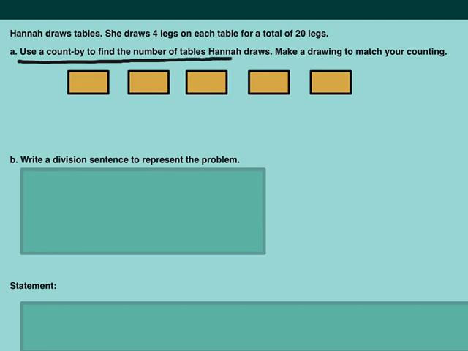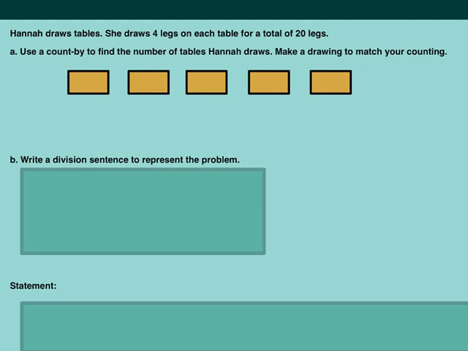Use a count by to find the number of tables Hannah draws. Make a drawing to match your counting. That's the A part of the question. B part of the question is write a division sentence to represent the problem. And finally, we have to write a statement.